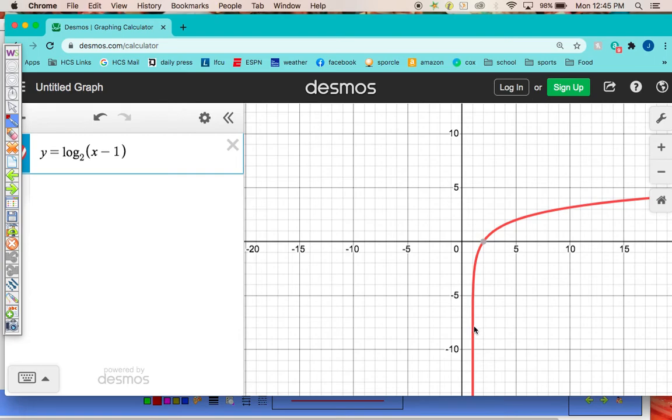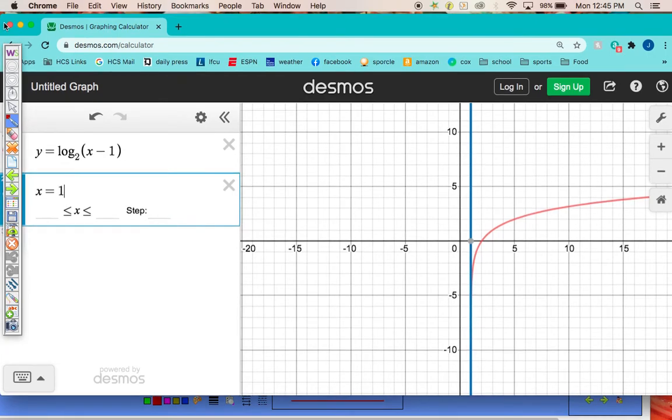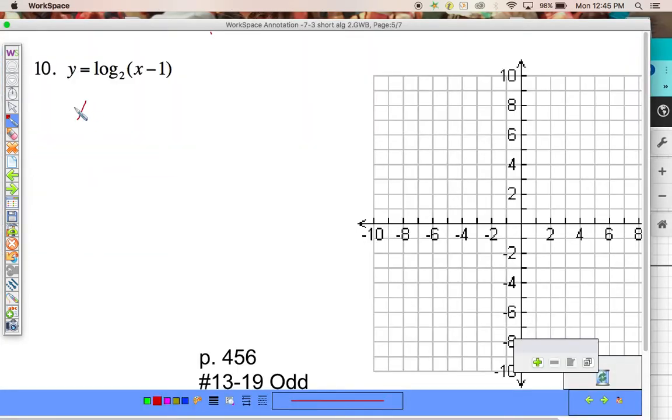Okay, it looks like to me I could draw a vertical line, and I'll do it down here just to see it, at x equals 1. So I just typed in the line x equals 1. Yeah, that looks like my vertical asymptote. So going back to here, x equals 1 is going to be my vertical asymptote. So I'm going to draw that line over here at x equals 1.